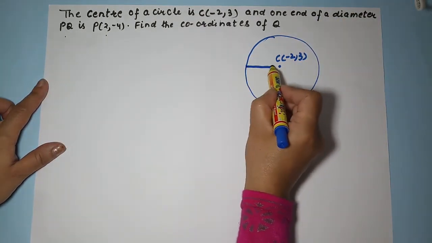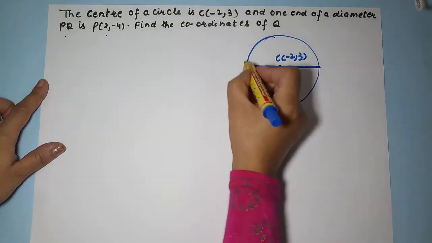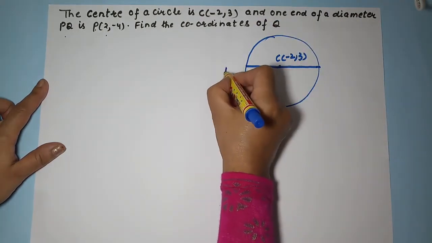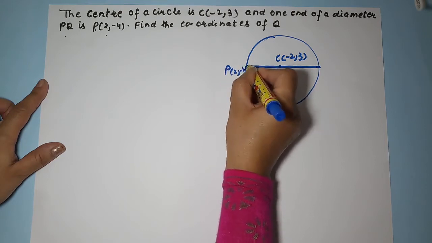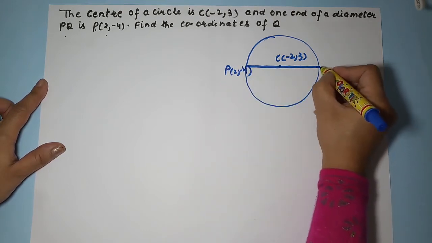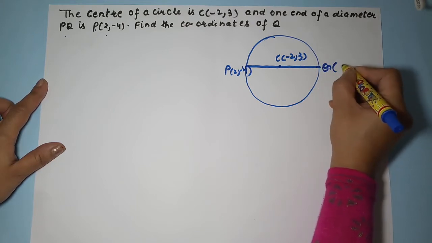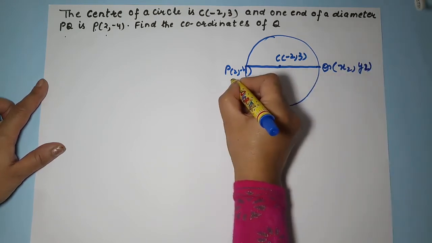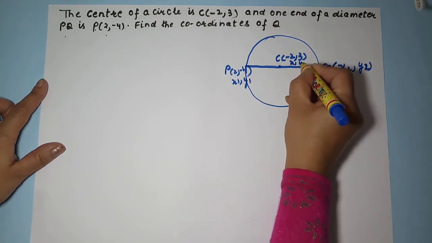Okay, we have a diameter PQ, right? Obviously it will pass through the center of the circle. So one end point P is (2, -4). And he wants us to find the coordinates of another end point of this diameter. So we don't have those, so we will write that as x2 and y2. This is x1 and y1, and we will name this as x and y.